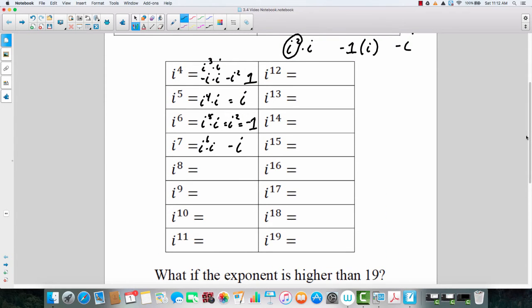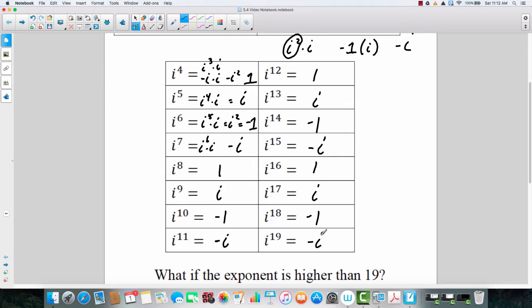Very cool. Okay, it goes on and on and on like this. There's only 4 possible answers. So watch, I don't even have to know what I'm looking at. I just know that this is 1, this is i, this is -1, -i. And again, 1, i, -1, -i, 1, i, -1, -i. It just keeps going around in a circle. We used to call it the i clock.